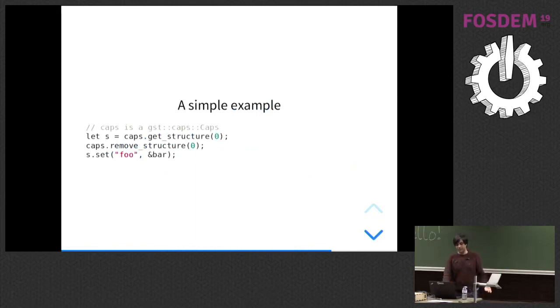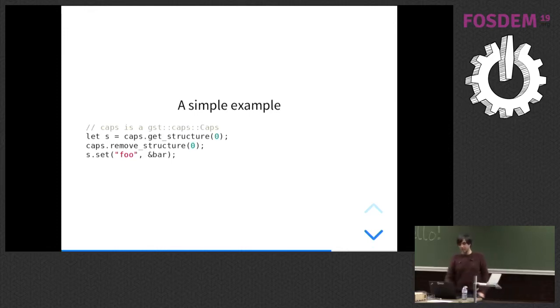A simple example of how Rust helps GStreamer. I mentioned in my introduction to pipelines and elements that you have pads and you have capabilities on them. Those capabilities are represented in the GStreamer API by something called caps, GstCaps. Each pad can have multiple capabilities, right? Each capability is represented by something called a structure. And so caps can have multiple structures, right?